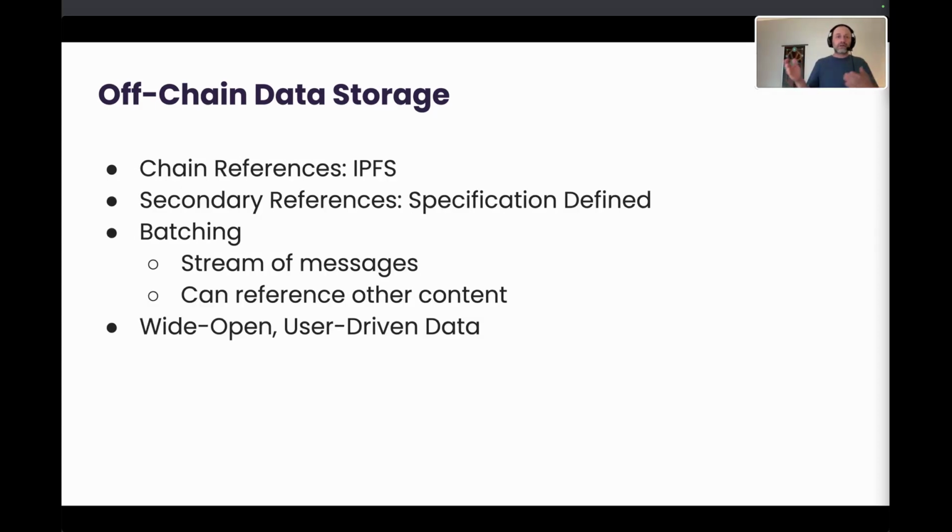In contrast to that, we have our off-chain data storage, right? This right now tends to be IPFS, but at the end of the day, it can be defined by the specification. It can have secondary references. Batching is a great example of this, where it can contain a stream of messages all wrapped up into one big batch. It can refer to other content very easily. This is a very wide open set of data. It's often user-driven data that we don't want to store on-chain. You don't want to store massive video files or anything like that in a peer-to-peer chain structure, such as Frequency. So instead, we have this off-chain data storage to allow references to that.